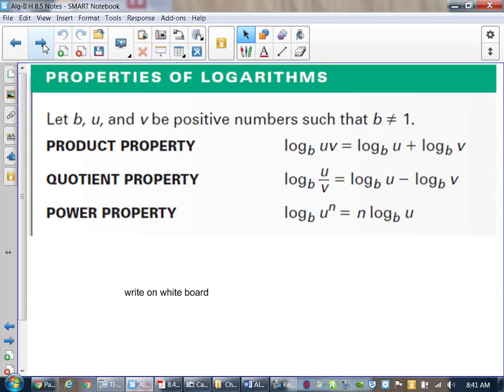Properties of logarithms stem from what's called the product property, when you multiply. So we have log base b of u times v. You just split it up into addition. When things are multiplied together, you can split it up into addition between the two logs.